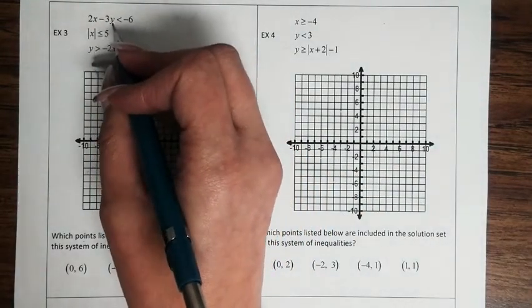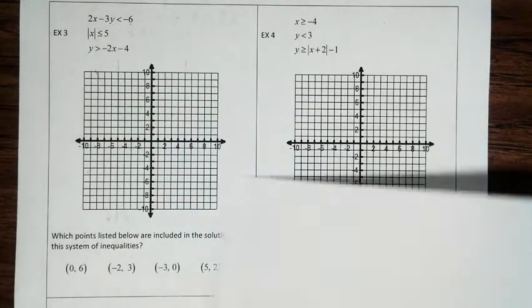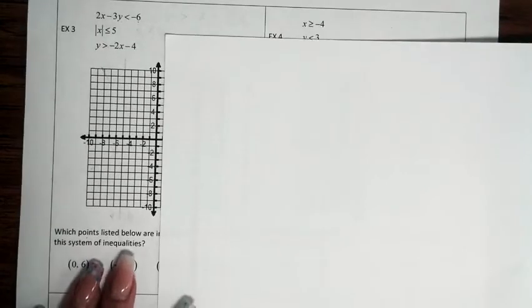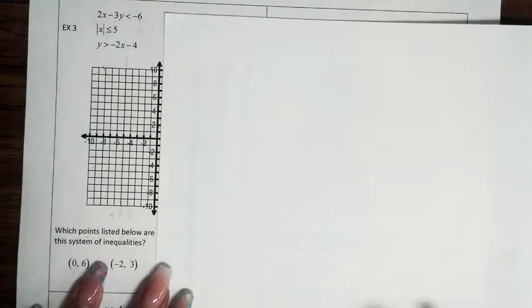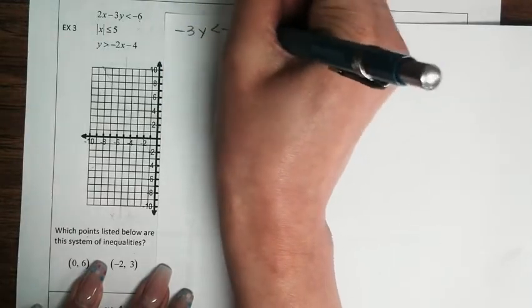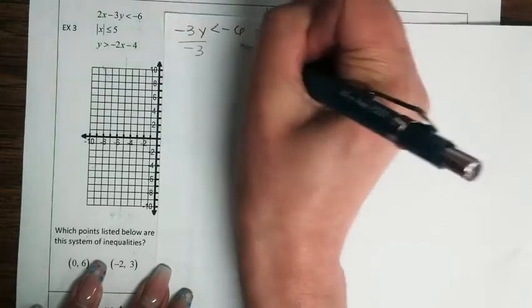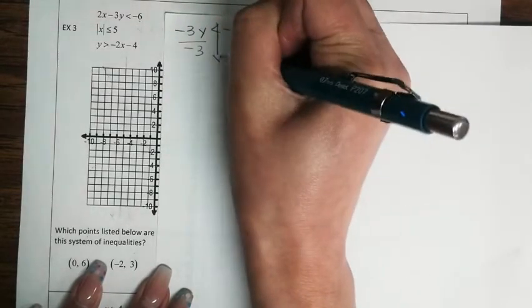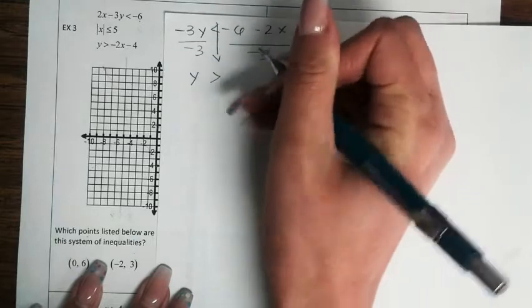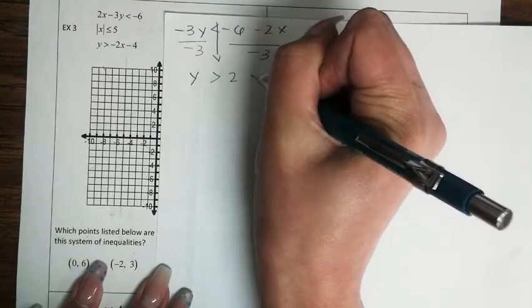You see 2x minus 3y less than -6, and you realize, hey, that one is not in my slope-intercept form, and it's not. So we need to fix that issue. To fix it, we can just solve for y. So you divide by -3, divide by -3, you flip the sign, so you have that y is going to be greater, and -6 divided by -3 is 2.